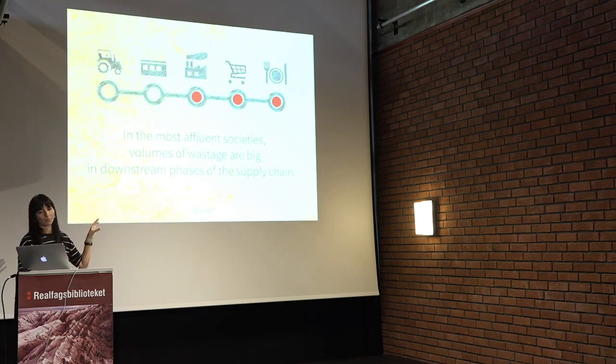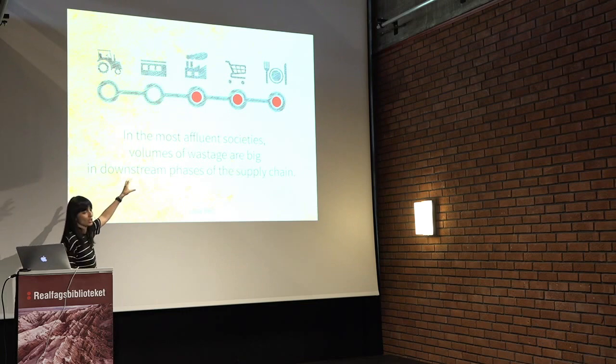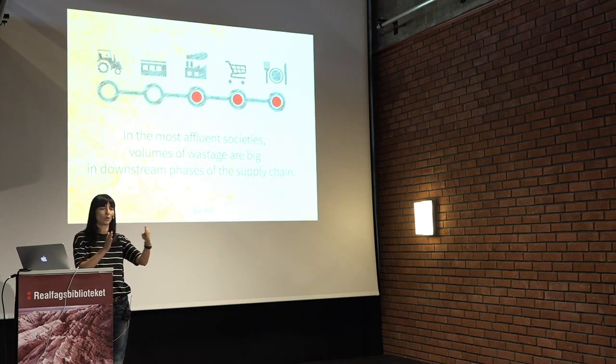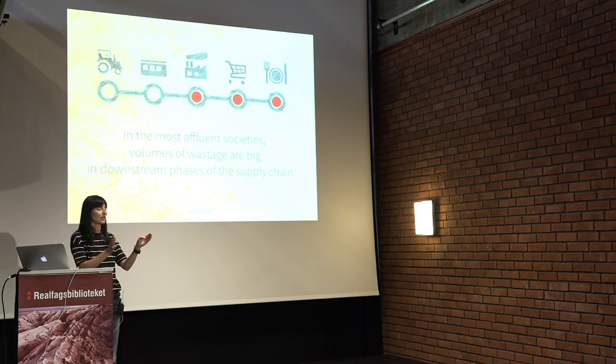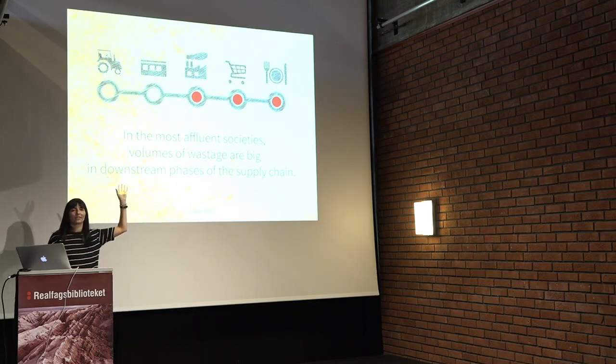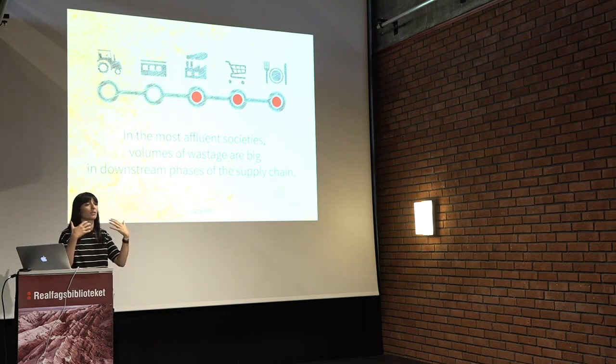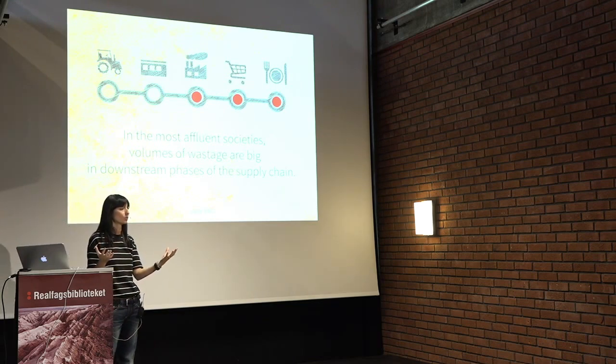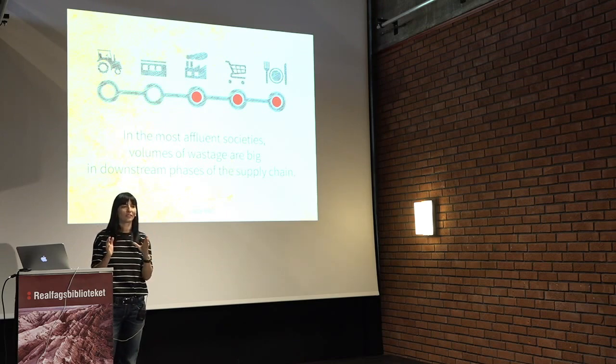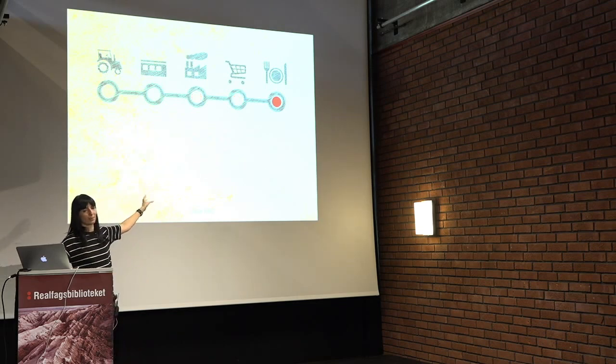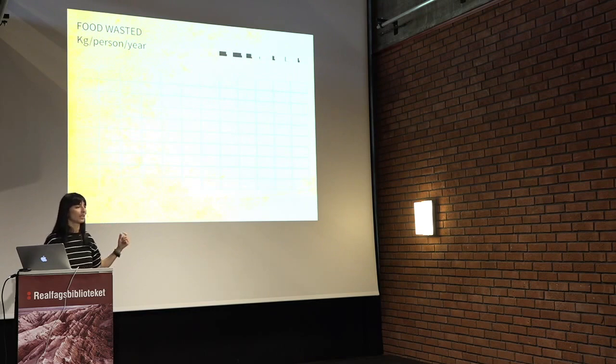There was a very interesting pattern, because we discovered that in the most affluent societies, volumes of wastage are big in downstream phases of the supply chain, because we kind of don't care. We have loads of inconsistency throughout the supply chains. We have different stakeholders that don't talk to each other. Whereas in low-income countries, for instance, the waste happens because their refrigeration capacity is very low, okay? So there is also a very different ethical consequence of this waste. But we decided to focus there, because that's us, and we can do something about this.